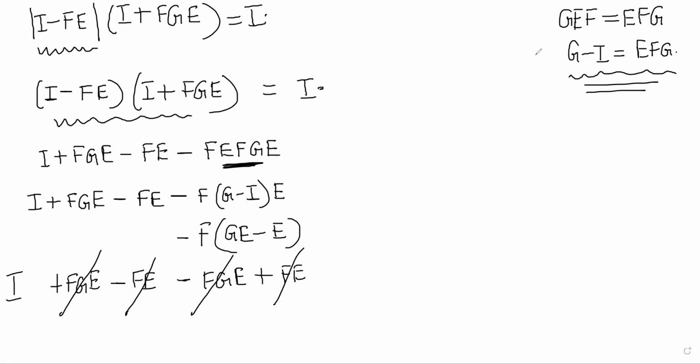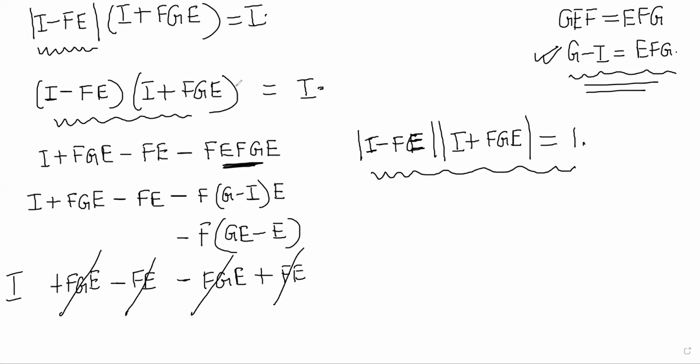After simplification and using this property, we are getting this is equal to I, which implies that if I take det of I minus FGFE, right? And it will become det of I plus FGE, correct? That should be det of I, which is 1. And therefore, you will get a relation something like this, not a relation like this, right?